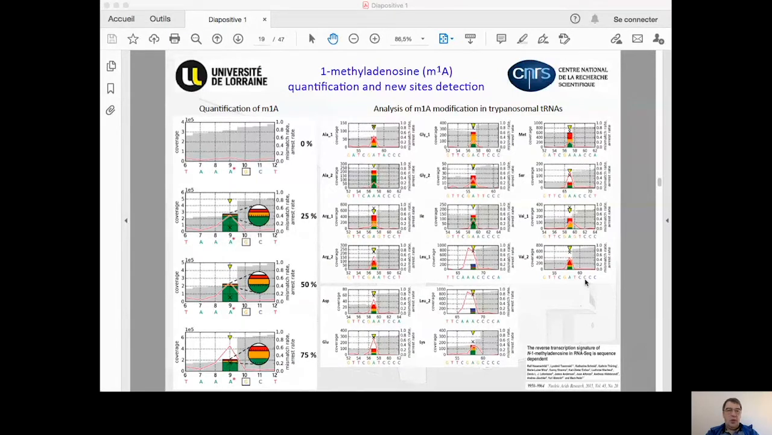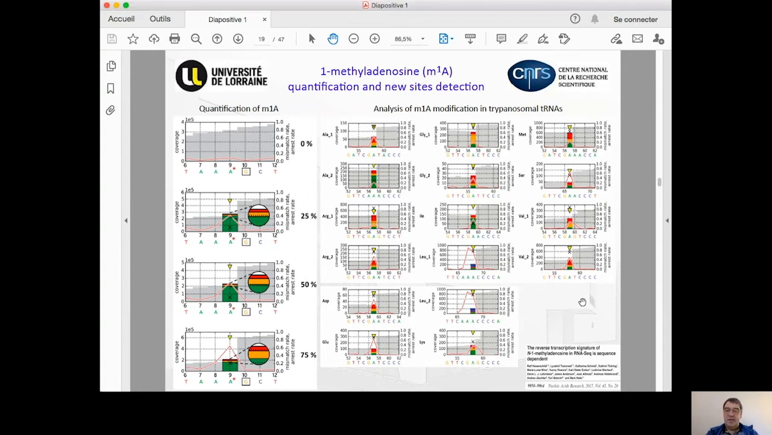We applied this approach for quantification of M1A residues in RNA, since the proportion of misincorporation depends on the level of modification, like shown here by this proportion of red, yellow, and green bars, and also for mapping of M1A in trypanosomal tRNAs, which were not previously analyzed, and we found several tRNA molecules containing M1A at position 58.